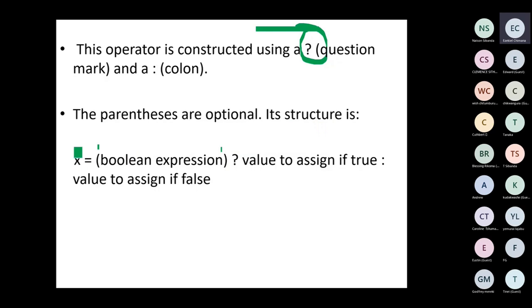Its structure is you can have this variable x here as a Boolean, and then you put the Boolean expression here. If x is equal to true, it's like you'll be using an if statement. Then you put a question mark, so it will check if x is that value that you have put here. Then you put the value to assign if x is true. If it is true, it will assign a certain value to x. Otherwise, if it is false, it will assign false to x. This is how the conditional operator works.